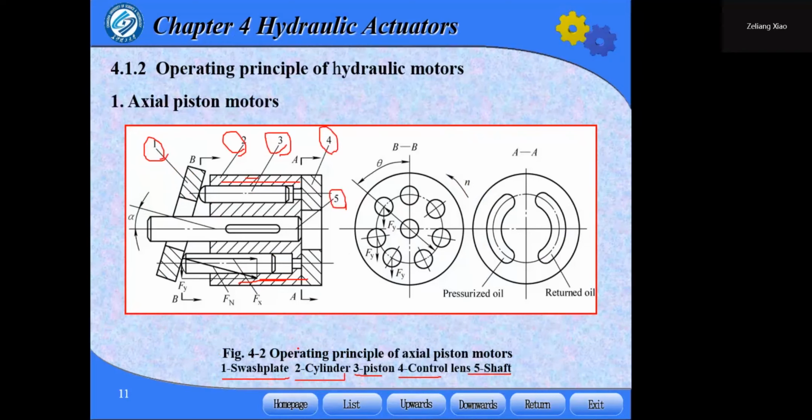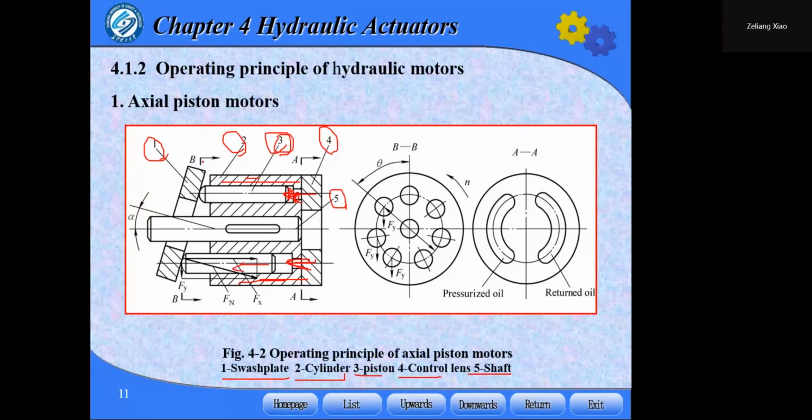I will first explain the operating principle. When the pressured oil goes into the piston, in this direction, it will push the piston to go ahead.